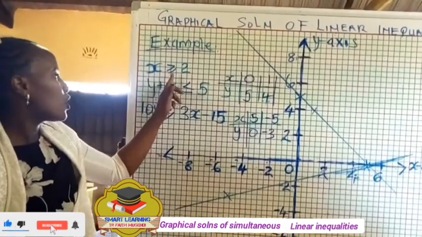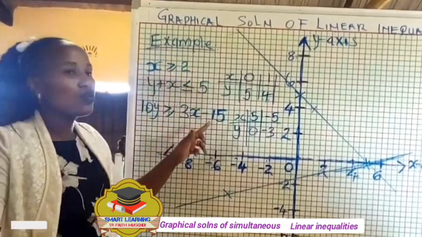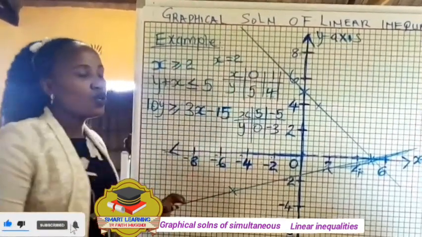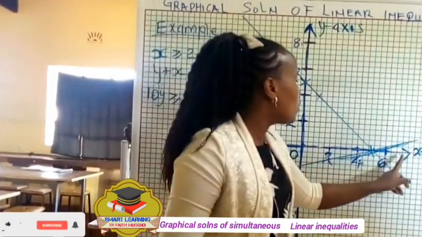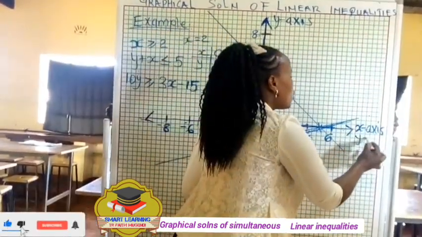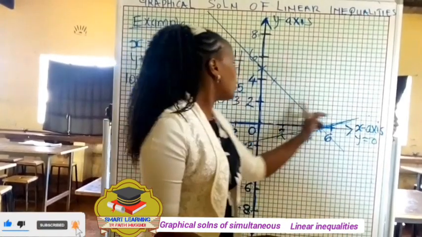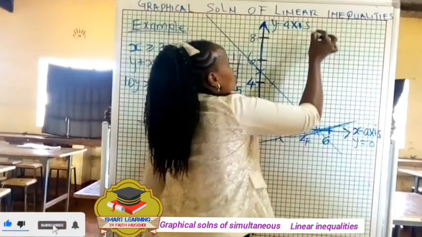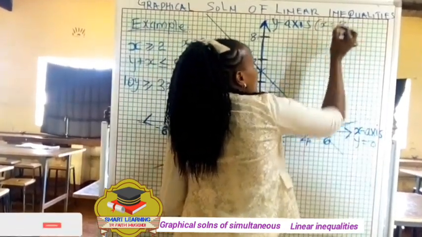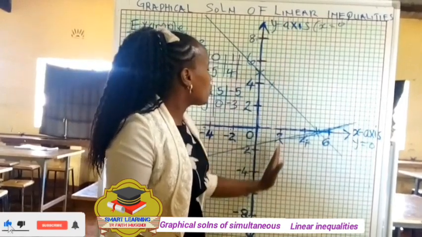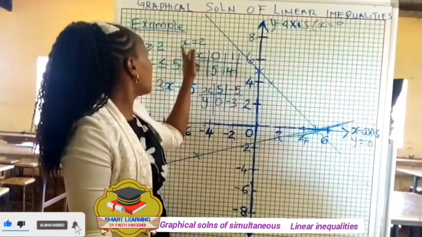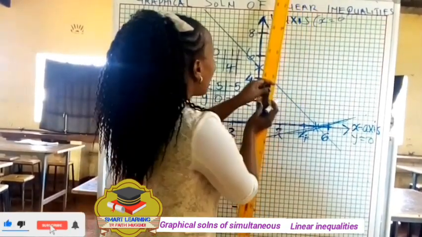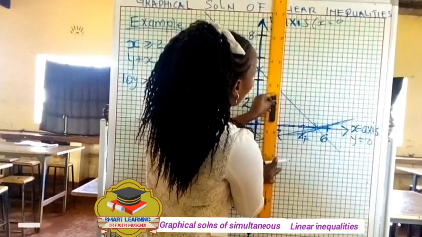x is greater than or equal to negative 2. So we are going to draw the line x equals 2. We know that the x-axis is the same as y equals 0, so the other line will be y equals 2. Are we together? Yes. But the y-axis is also the same as x equals 0. So the vertical line along 2 is x equals 2. We are going to draw this line to indicate x equals 2.